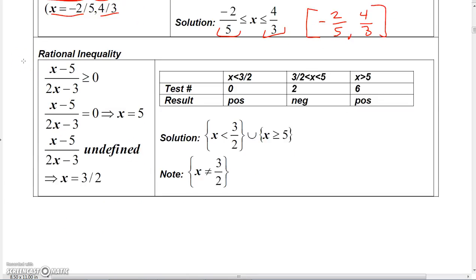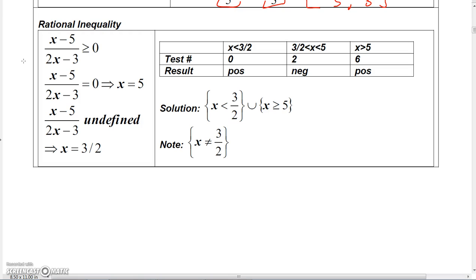Now, rational inequalities work in a similar fashion. There's just one thing you have to remember. You have to keep your eye on the domain of a rational inequality. Like here, x minus 5 over 2x minus 3. Since the denominator can't be 0, you know that x cannot equal 3/2 because that would make the denominator 0. So that cannot be part of our answer. Keep that in mind because it'll come into play at the end.